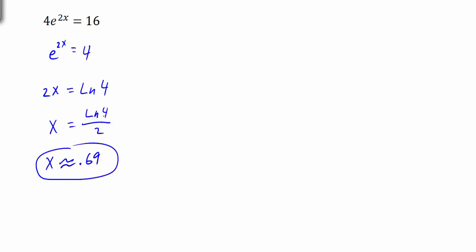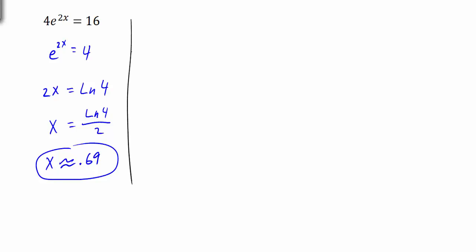Now, one common mistake here is do not divide the 2 into 4. We cannot take 4 divided by 2 and make this the natural log of 2, because we're taking the natural log of 4 then dividing by 2. Okay, so be very careful and do not try to divide the 2 into the 4.